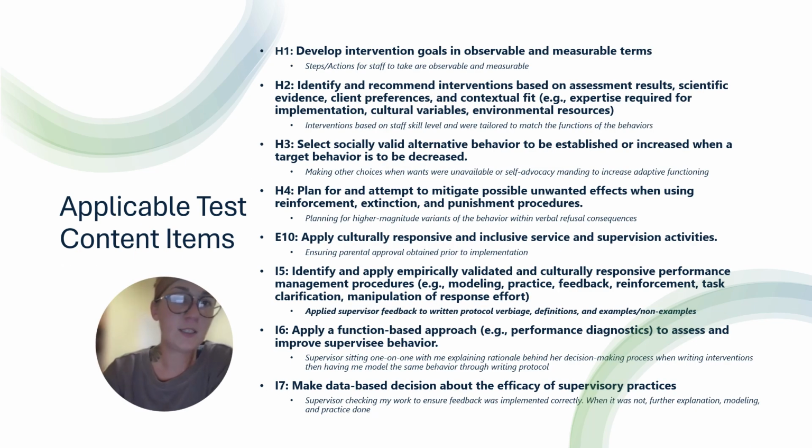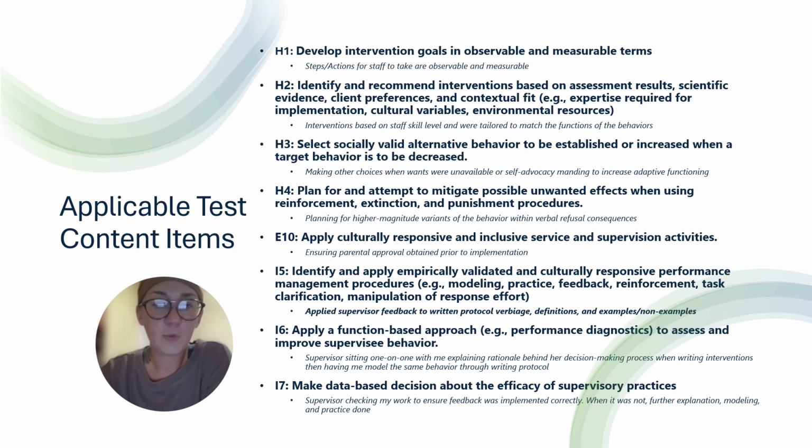So, for the applicable test content items: H1, the steps and actions for staff to take are observable and measurable. H2, interventions are based on staff skill level and were tailored to match the functions of the behavior. H3, making other choices when wants were unavailable, or self-advocacy, to increase adaptive functioning. H4, planning for higher magnitude variance of the behavior within verbal refusal consequences. E10, ensuring parental approval obtained prior to implementation. I5, applied supervisor feedback to written protocol verbiage, definitions, and examples and non-examples.